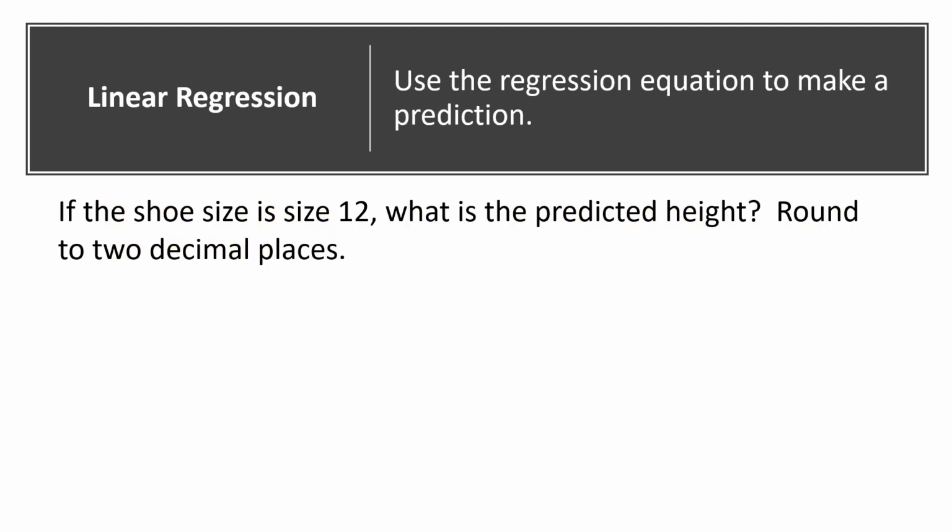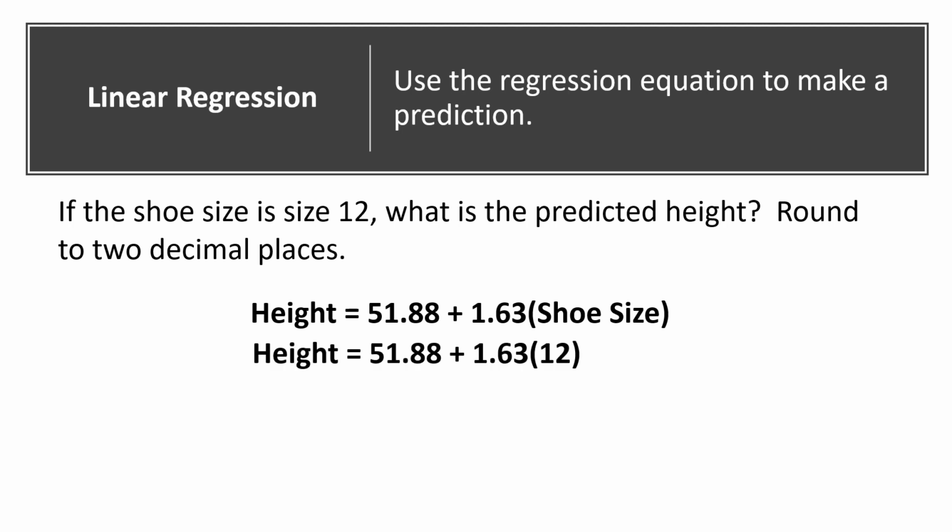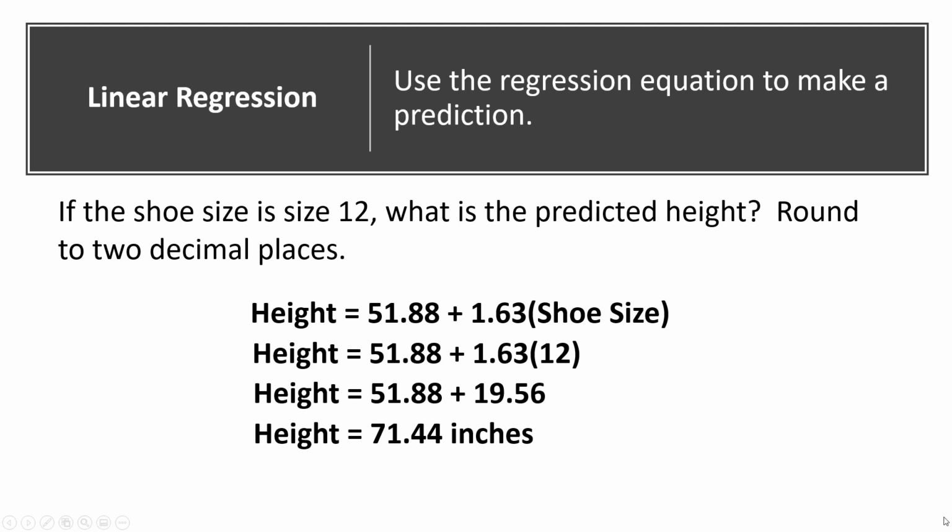Now let's use this equation to make a prediction. If the shoe size is 12, what is the predicted height? Round it to 2 decimal places. So we take our equation and we substitute 12 in for the shoe size, and we follow the order of operations. We have to multiply before we add, and we add these two, and that is our prediction. So for a shoe size of 12, this model is predicting a height of 71.44 inches.